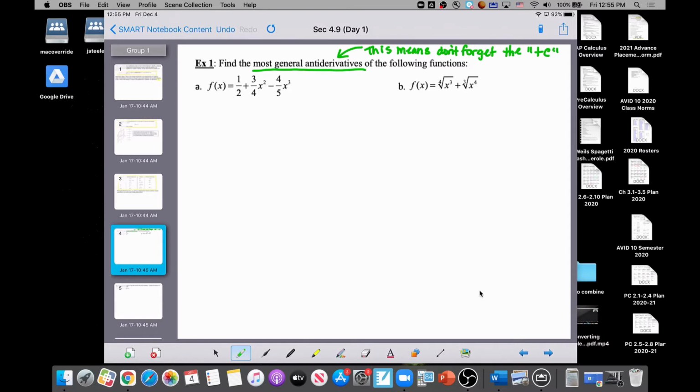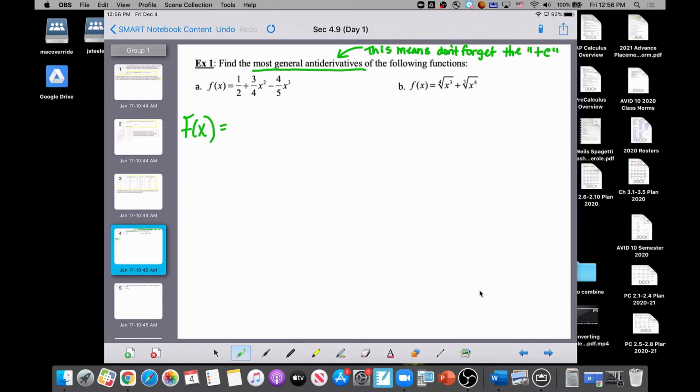Because you can always check your work with antiderivatives. If you take the derivative of your antiderivative, you should be able to get back to the function that you started with. And if you don't, then you know that you have some sort of an error that you have to fix. All right, so let's look at letter A. If my little f of x has 3 terms, then my big F of x, my antiderivative, should have 3 terms plus the constant term, plus C.